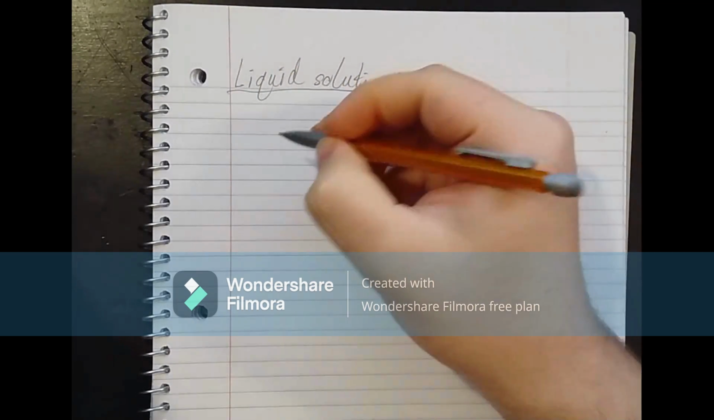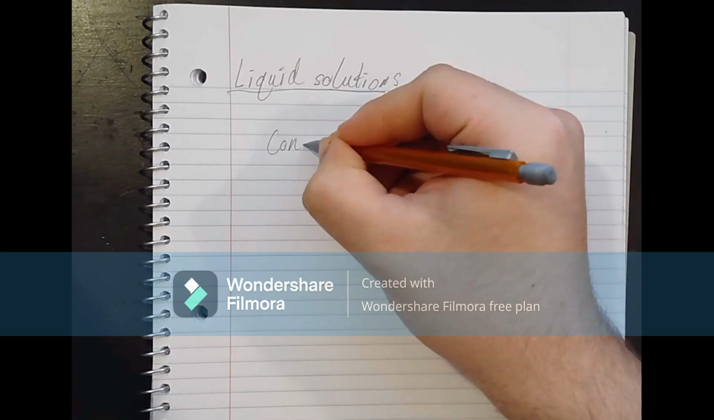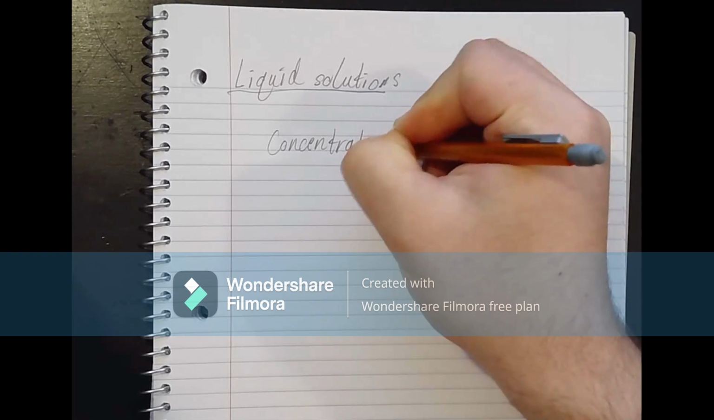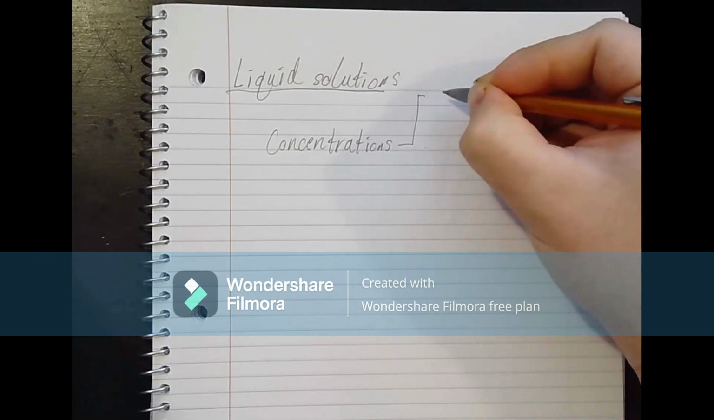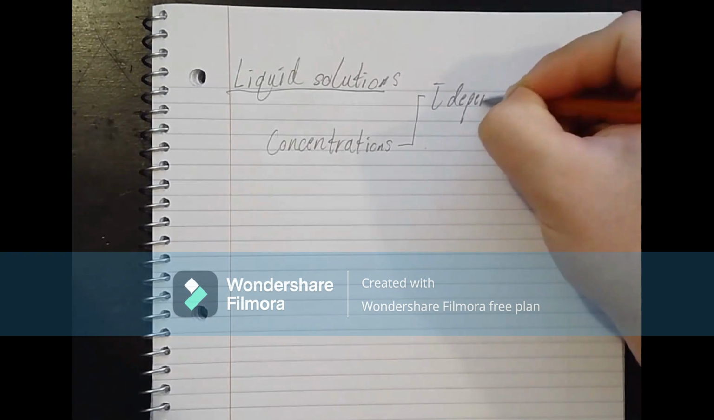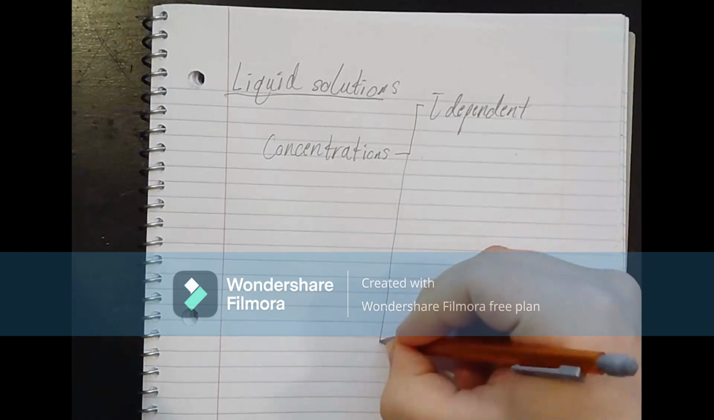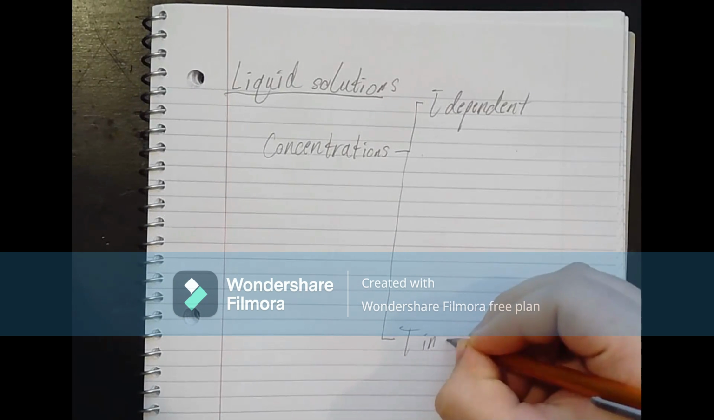Within liquid solutions, there's plenty of different kinds of concentrations to choose from, but mainly how we're going to divide them is between those that are temperature dependent and those that are temperature independent.